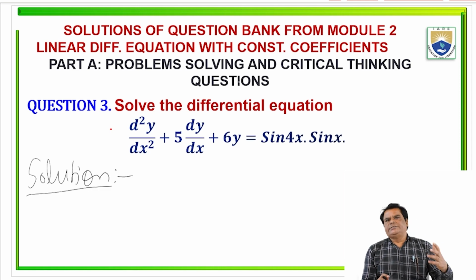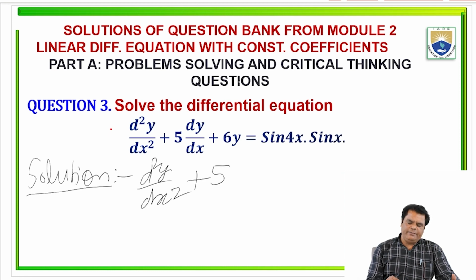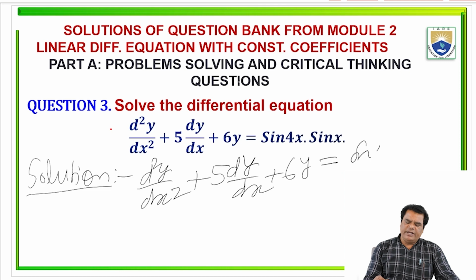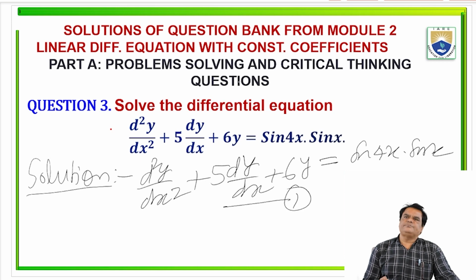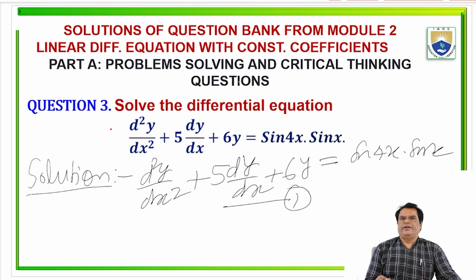This is also a differential equation of second order with constant coefficients. So we write here d2y over dx2 plus 5 dy over dx plus 6y is equal to sin 4x into sin x. Okay, this is equation 1. This is our question and this is equation 1.